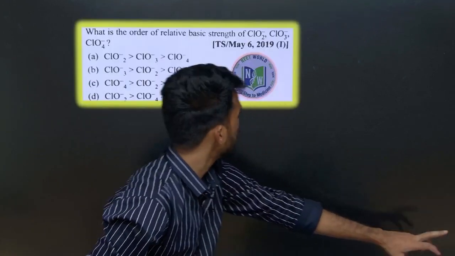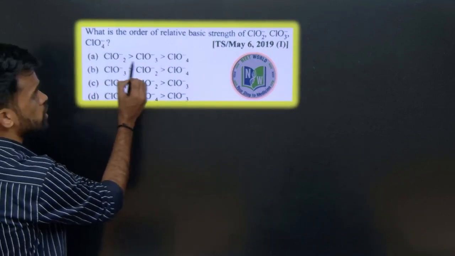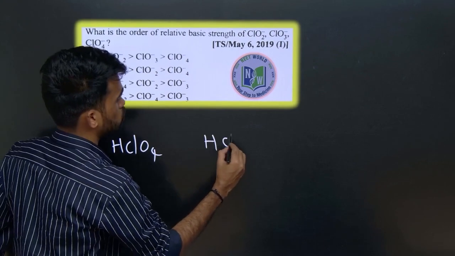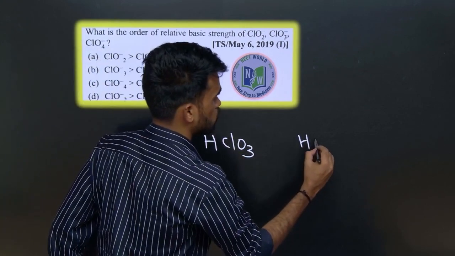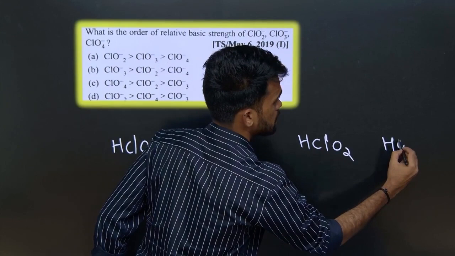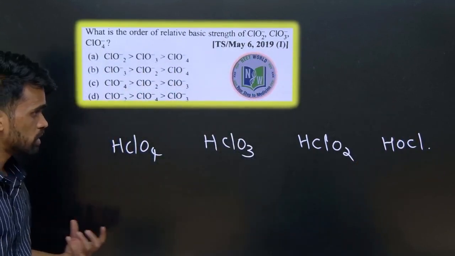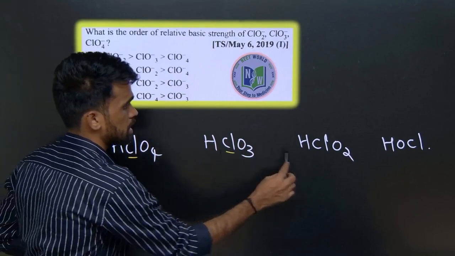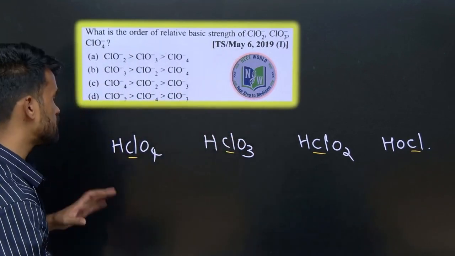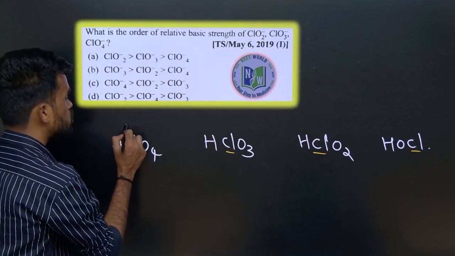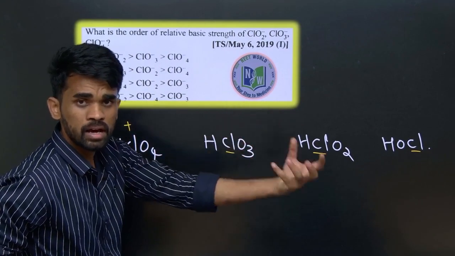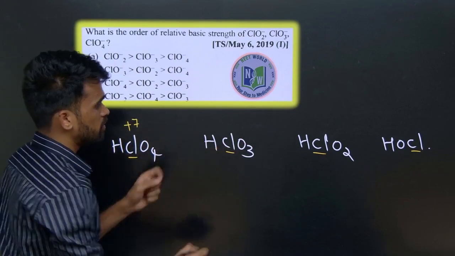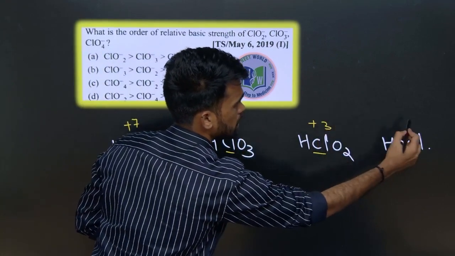It means, let me explain this here. See, these are the conjugate bases. For example, I told you HClO4 is perchloric acid, HClO3 is chloric acid, HClO2 is chlorous acid, HOCl is hypochlorous acid. So these are the acids I have given. All of these have chlorine as the central atom, right? Now in this case, what you need to check is, the higher the oxidation state of the central atom, the more acidic nature. So here the oxidation state of chlorine is +7. Like that, here it will be +5. Here it will be +3. Here it will be +1.